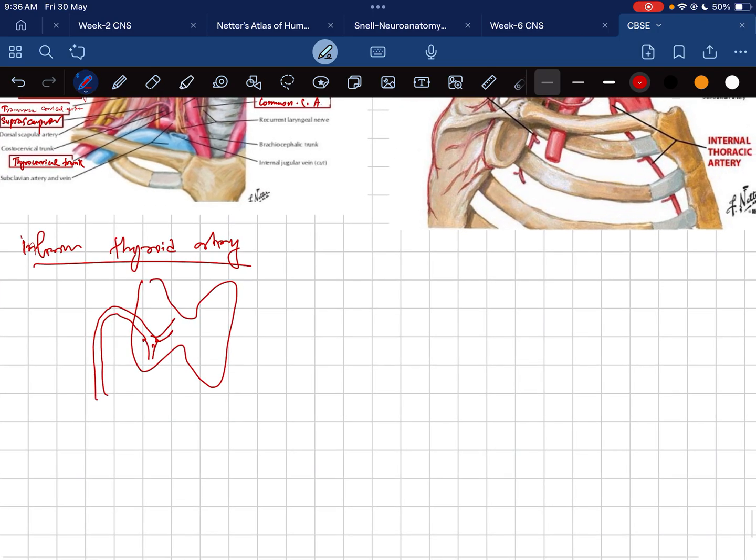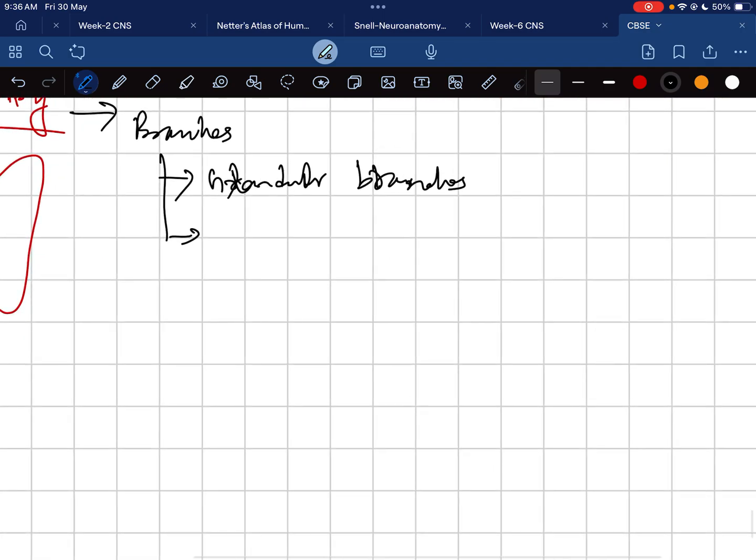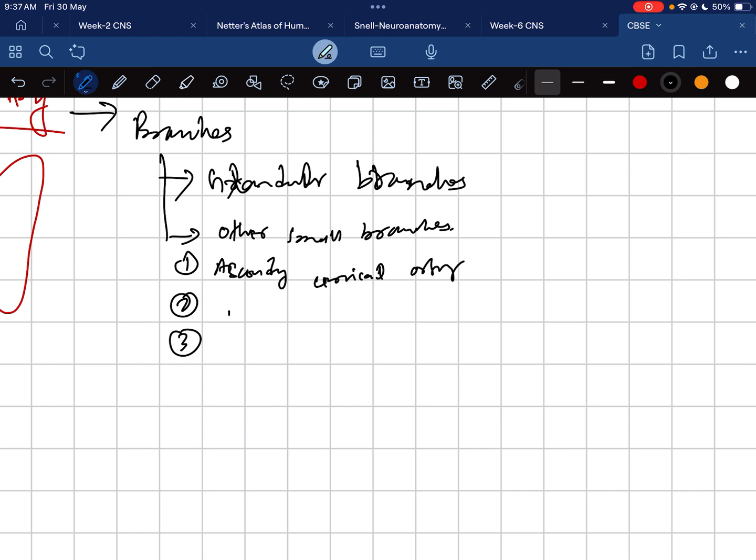So it has two types of branches. One is the glandular branches, then there are other small branches: the ascending cervical artery, the inferior laryngeal artery, and the tracheal, pharyngeal, and esophageal branches.